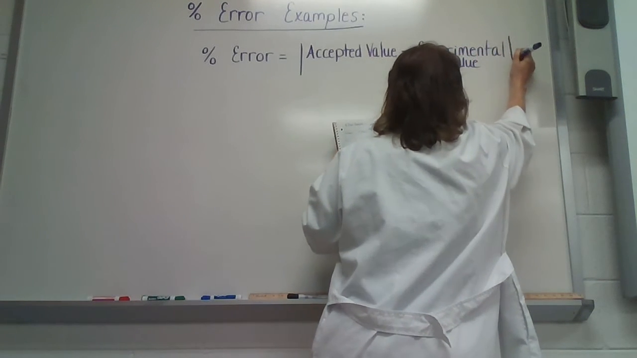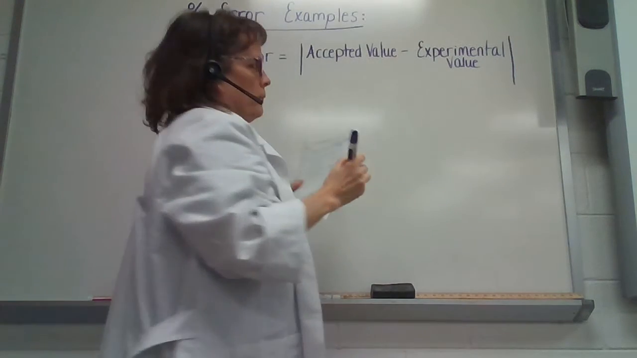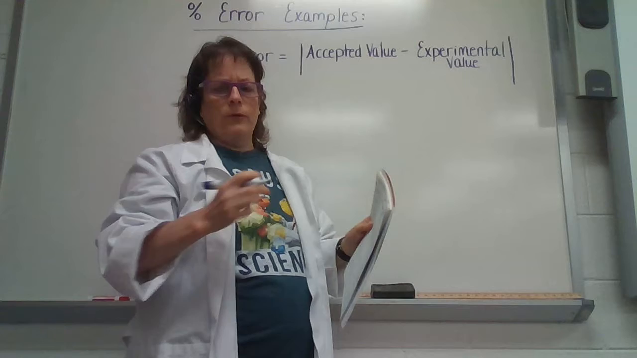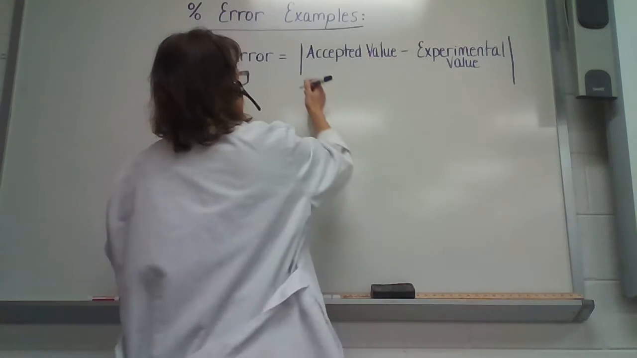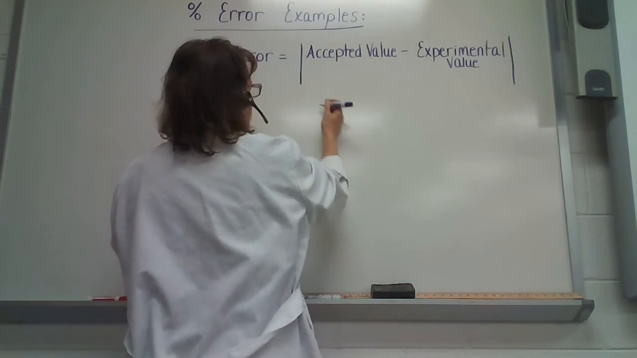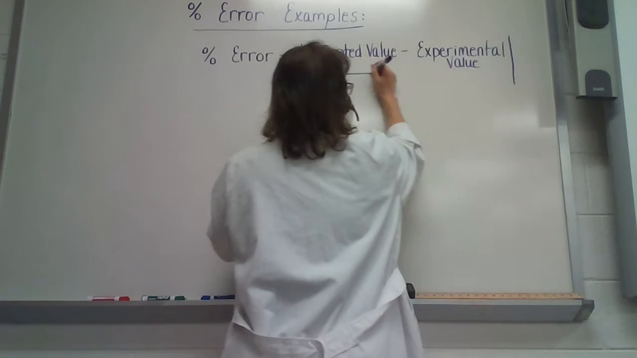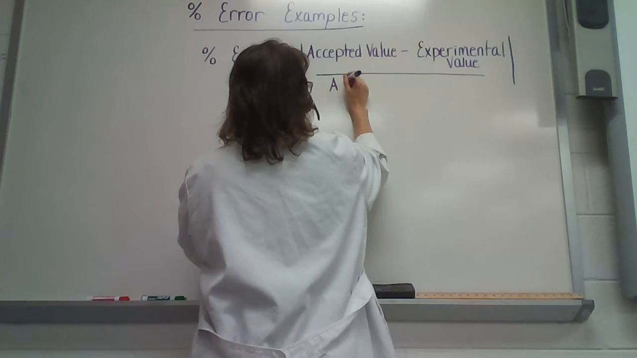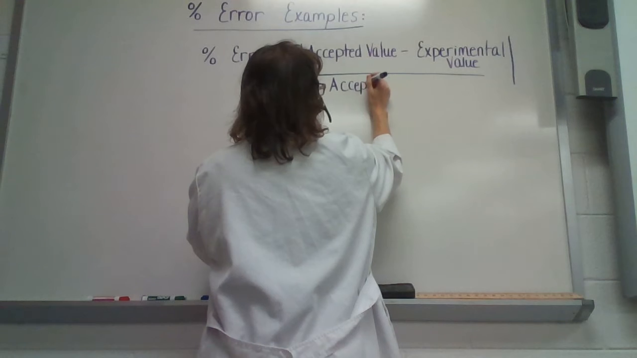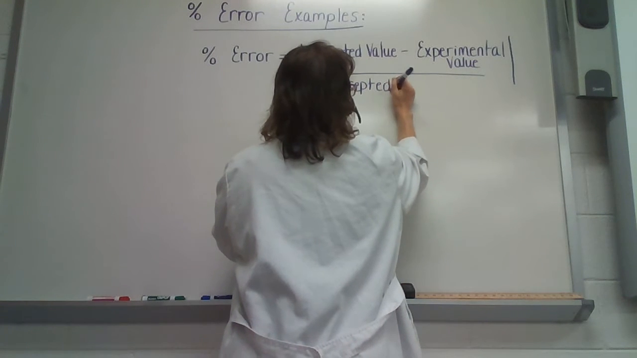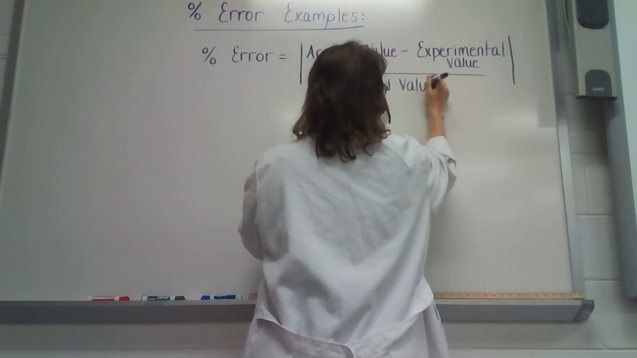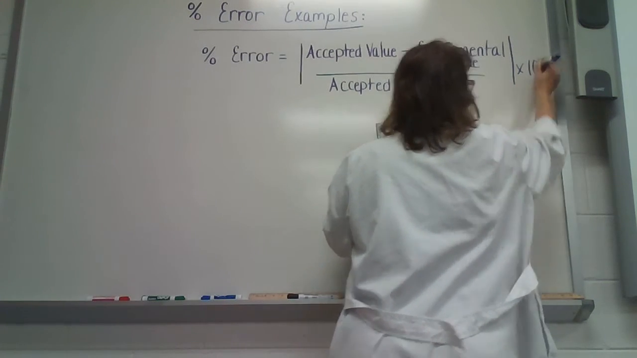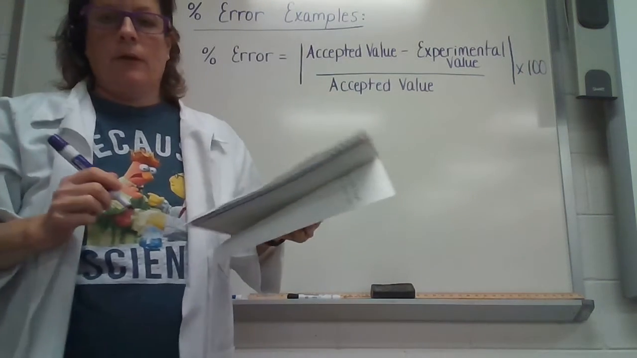Okay, and we put these in those little absolute value brackets because basically if you get a negative number, we don't have any negative numbers in the absolute value, so we just get rid of the negative sign. And all of that is going to be divided by the accepted value. And then don't forget we got to multiply by 100 to get it into the percent.